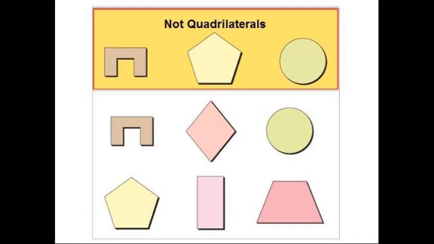Hopefully, this question did not stump you. The circle, the pentagon, and the weird looking upside down or sideways C did not work. They are not quadrilaterals. The rhombus, the rectangle, and the trapezoid are quadrilaterals.